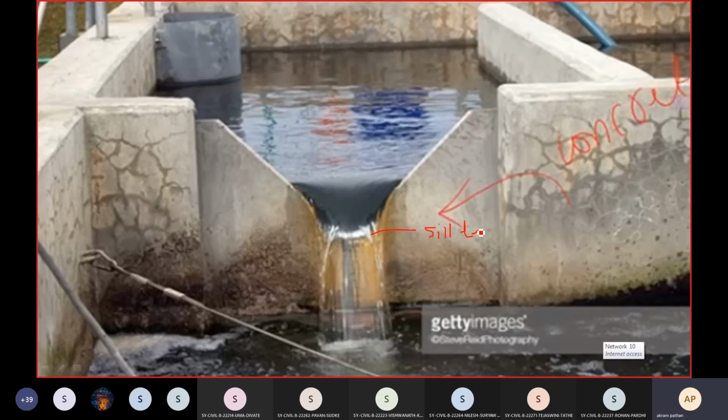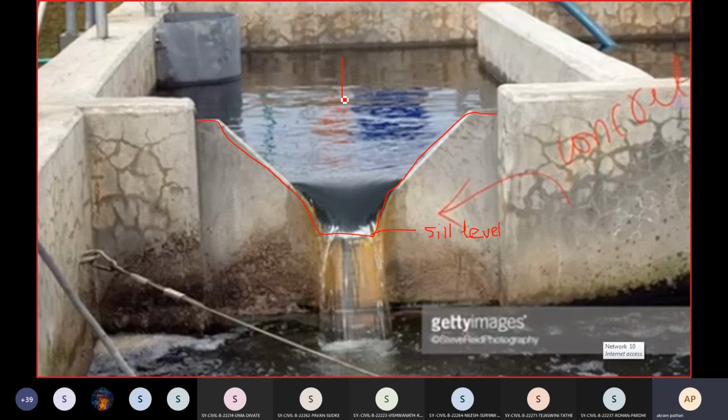Sill level. Okay, this is the sill level for the notch or weir. For example, this is a channel. So we have to construct such a shape, like this. This is the trapezoidal shape for this particular weir. Weir is a concrete structure which is constructed across the flow.